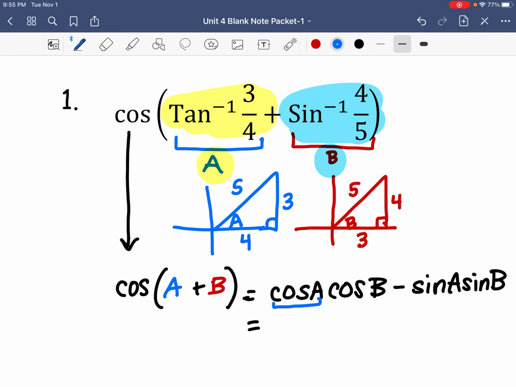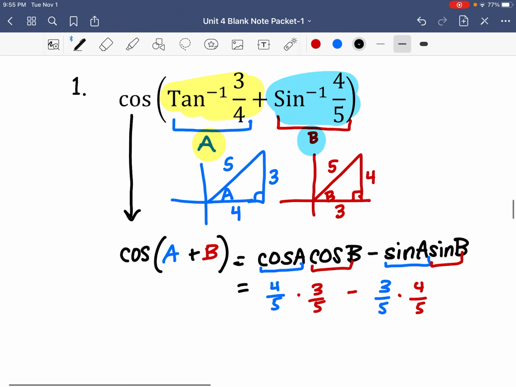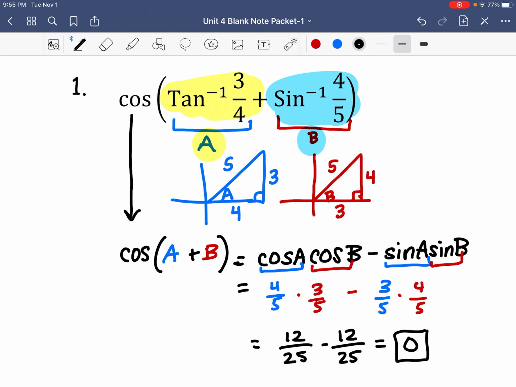Okay, take a moment. Just go triangle by triangle and fill in what each of these are. Multiply straight across, getting 12 over 25 minus 12 over 25, which is kind of weird. I get 0. Seems a little bit strange, but that is the answer to the problem. I want you guys to pause the video, and I want you to try problem 2. Unpause when you are finished.